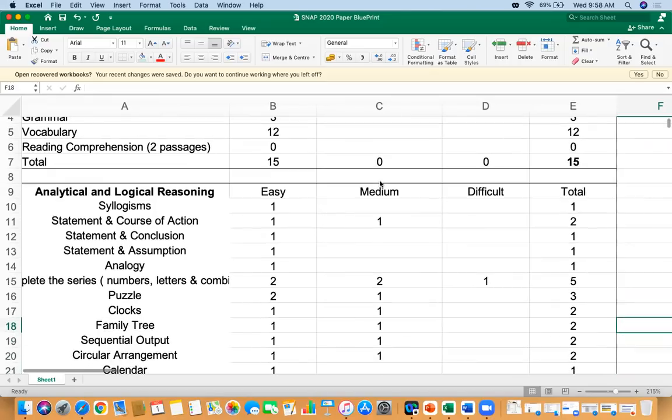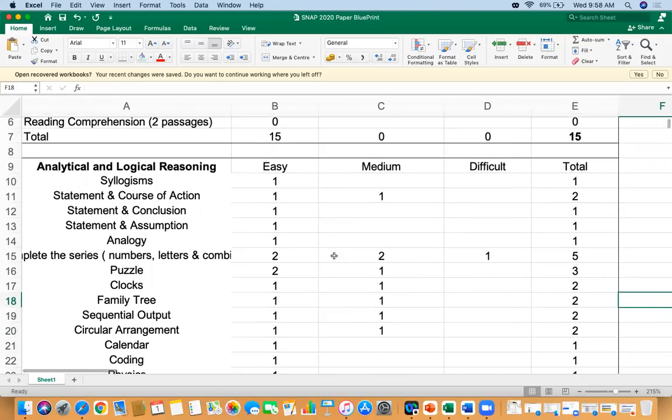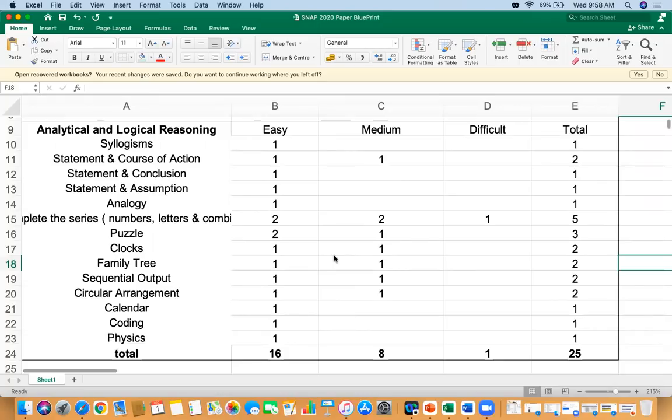Okay. Then we go to our most important section, which is analytical and logical reasoning.